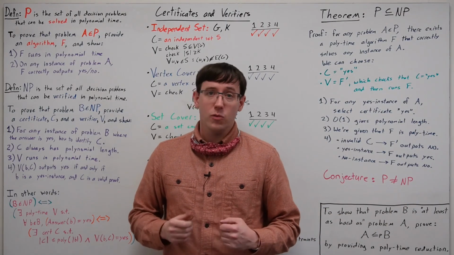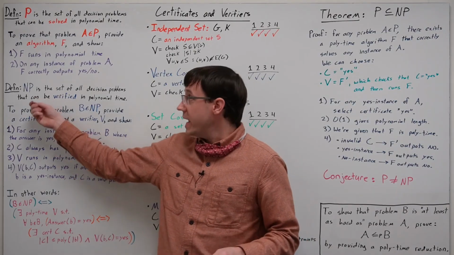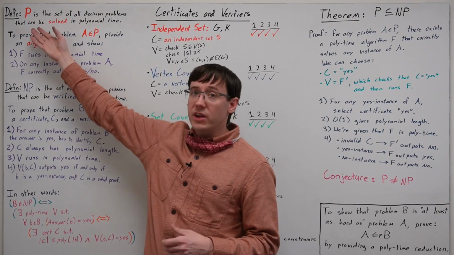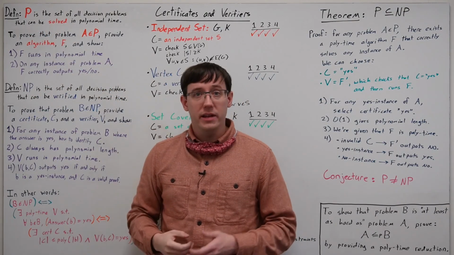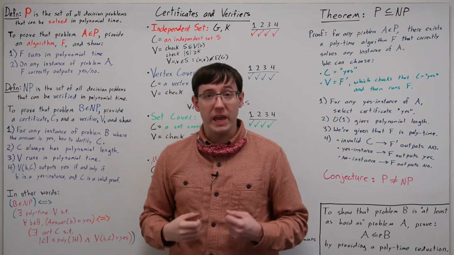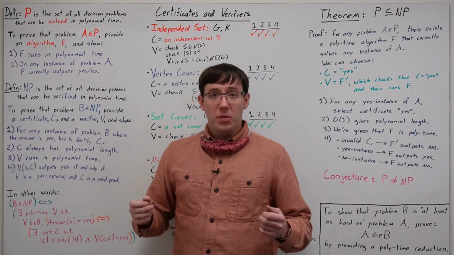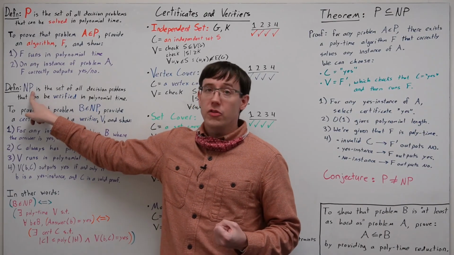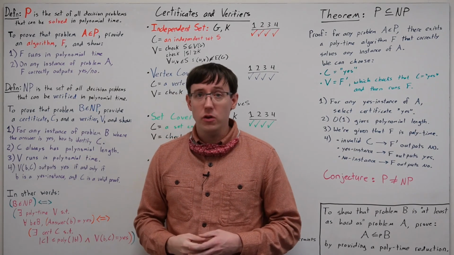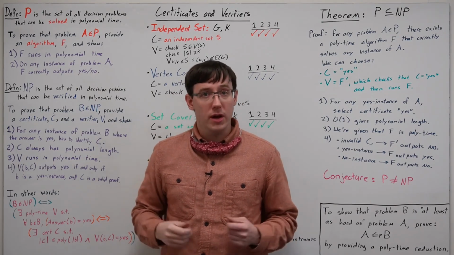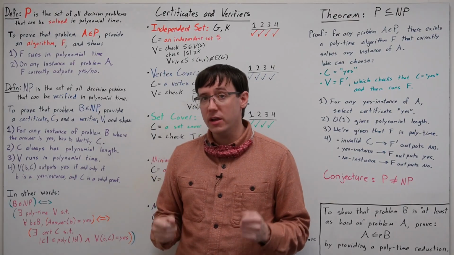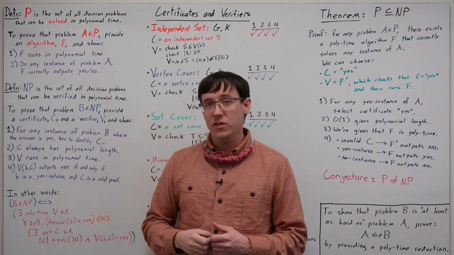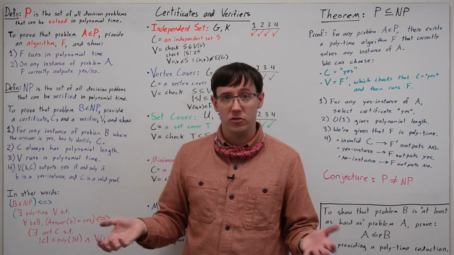To wrap up today, it's worth taking a moment to talk about where the names of these classes come from. You've probably guessed by now that P stands for polynomial, because it is the set of all problems that we can solve in polynomial time. But the name NP comes from non-deterministic polynomial. The reason for that is something that you would get into in much greater detail if you took theory of computation. But for our purposes, we can think of the non-deterministic part of the name as supposing that we had some way to guess a valid certificate.